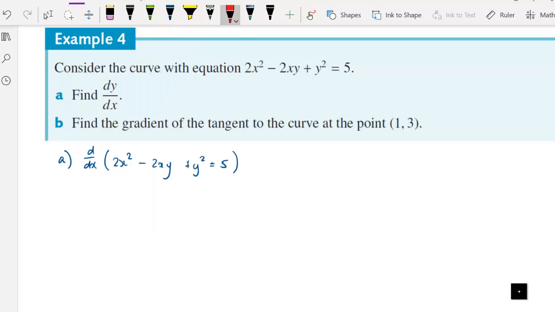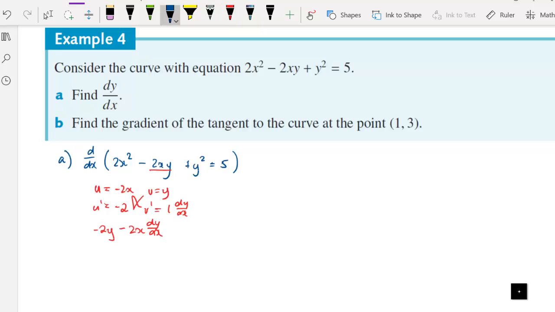We've got a product here, which means we're looking at u is equal to negative 2x and v is equal to y. Derivative of that is negative 2. Derivative of v is 1 dy/dx. And so the outcome of the derivative will be negative 2y take 2x dy/dx.